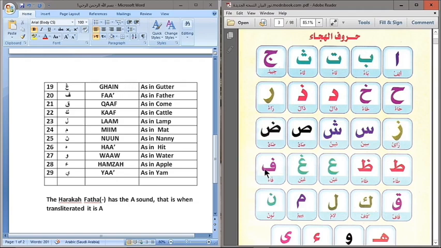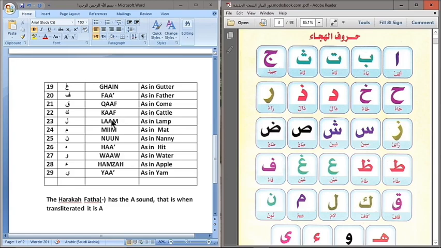The 20th one, which is this, is called fa, the F sound, as in father. The 21st one, which is this, is called cough, as in calm. So the Q sound. The 22nd one, which is this, is called calf. So the K, calf, as in cattle.